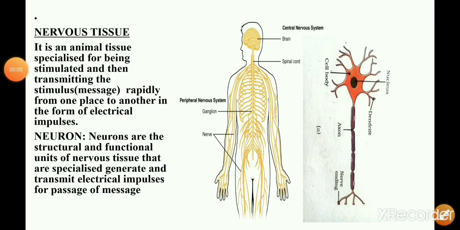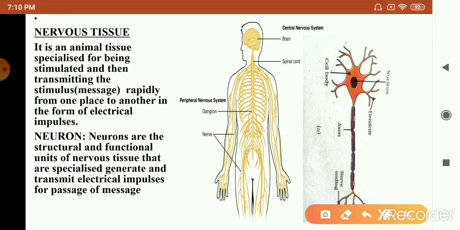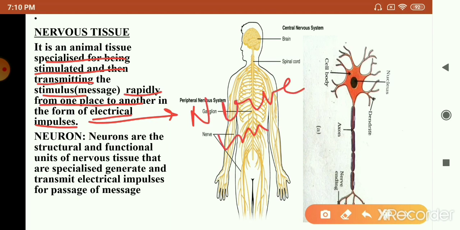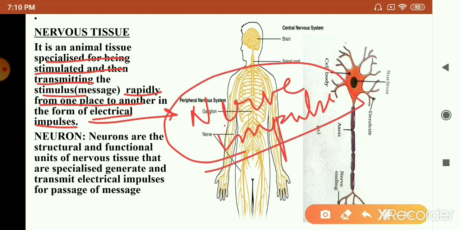The fourth fundamental type of animal tissue is the nervous tissue. This tissue is specialized for being stimulated and then transmitting the stimulus rapidly from one part of the body to another part in the form of electrical impulses or nerve impulses. So messages from one part of the body to another part are quickly transmitted by the nervous tissue.